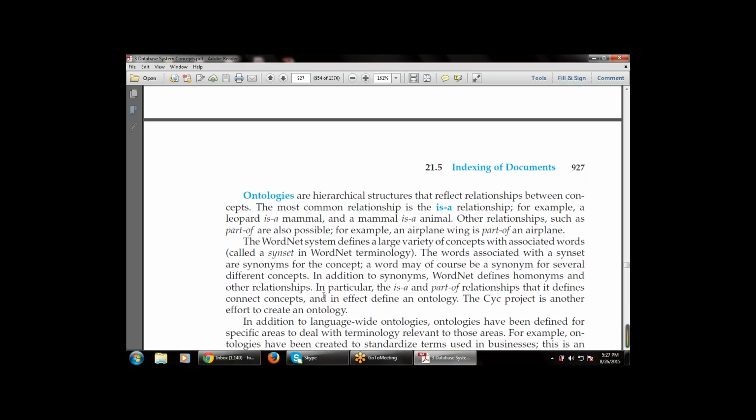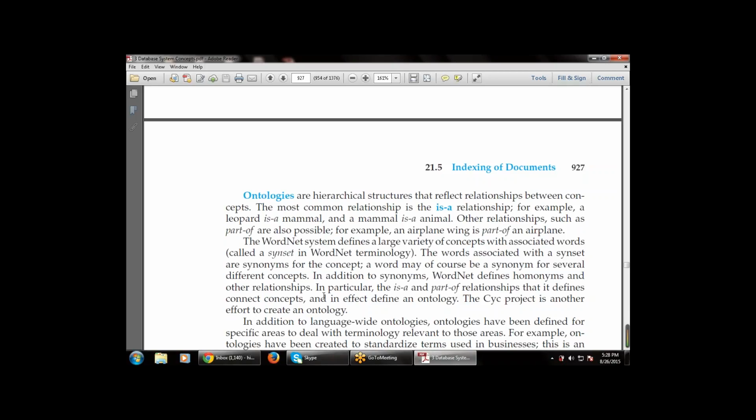So there is an ontology that is used, and the Cyc project is another effort to create an ontology. That is how to create or define the relationship between two entities, between two concepts: the "is a" relationship and the "part of" relationship. That is ontologies. In addition to the language-wide ontologies, ontologies can be defined for specific areas to deal with the terminology that is relevant to those areas.